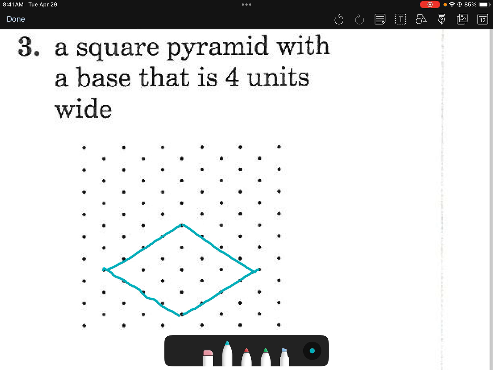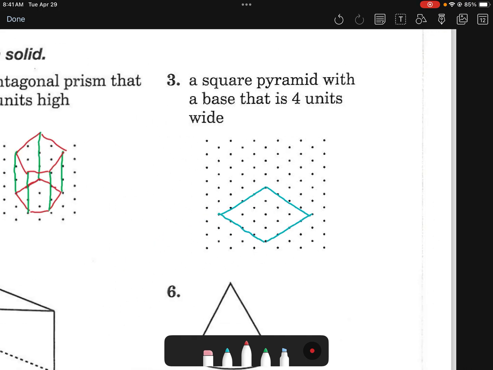Now we need a square pyramid. We got the base that's 4 units wide. I just need to come up with a good place to put my triangles. Maybe something like this would work. Okay, it's a pyramid because the lateral faces are triangles. The base is a square. Keep practicing.